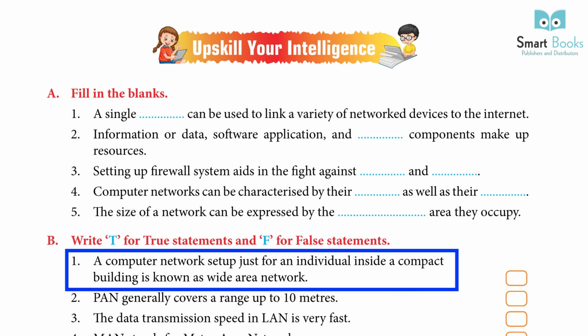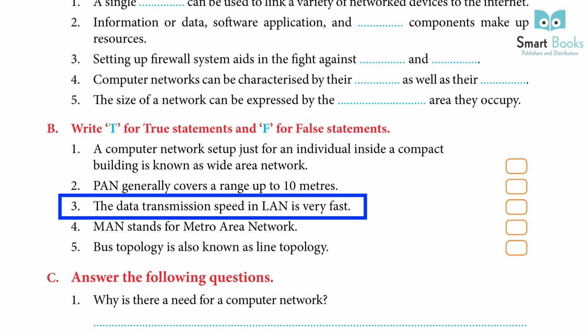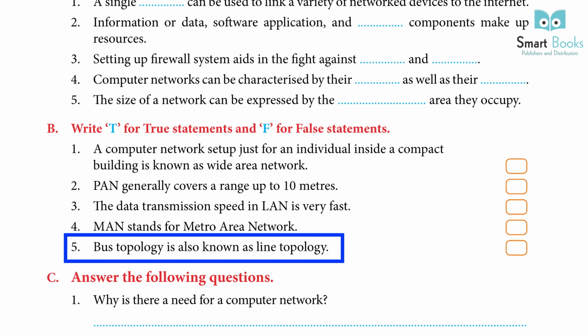1. A computer network set up just for an individual inside a compact building is known as wide area network. Answer: false. 2. PAN generally covers a range up to 10 meters. Answer: true. 3. The data transmission speed in LAN is very fast. Answer: true. 4. MAN stands for Metro Area Network. Answer: false. 5. Bus topology is also known as line topology. Answer: true.